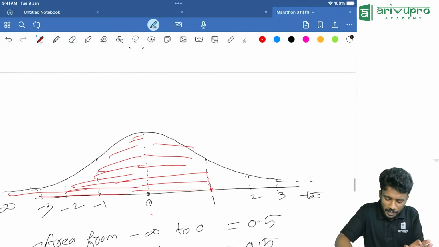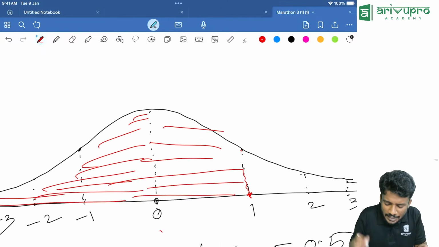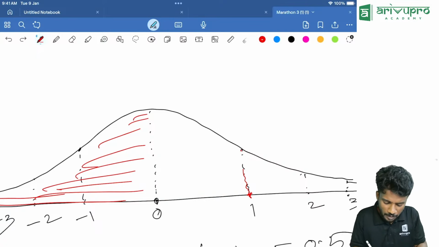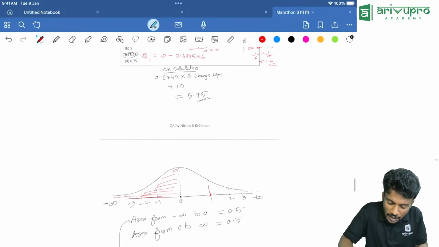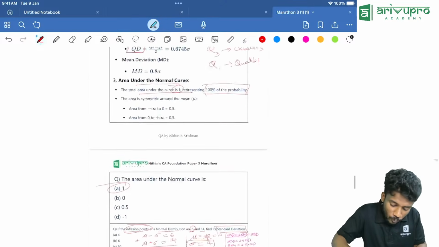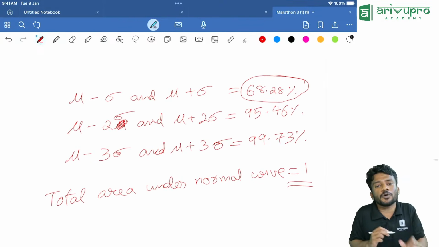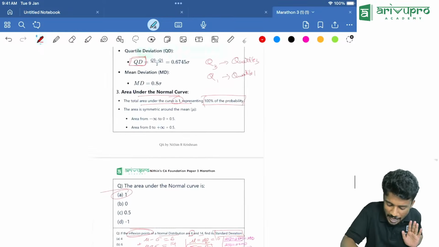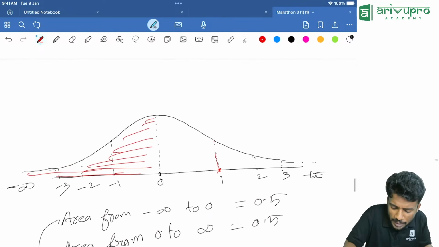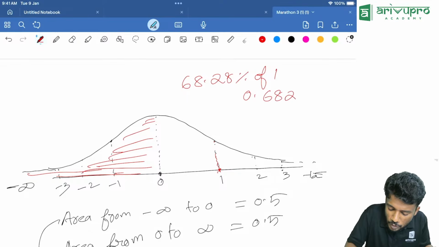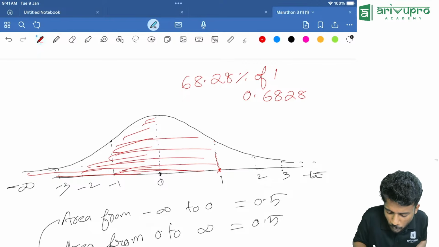Now, you tell me, what is the area between minus 1 and 1? We know that between minus 1 and 1, 68.28% of the area is there. Now, 68.28% of 1 is how much? That is nothing but 0.6828. So 0.6828 is the value of area between minus 1 and 1.